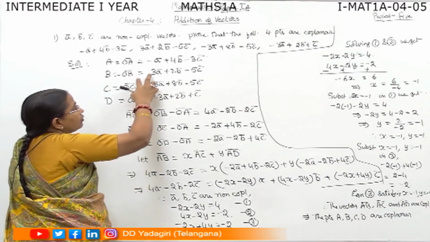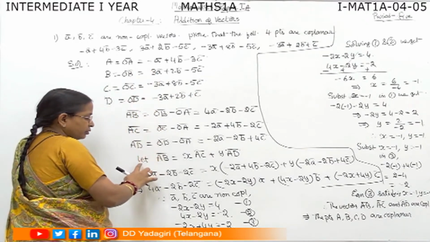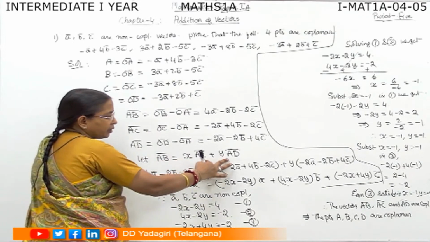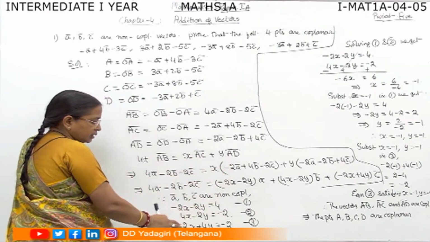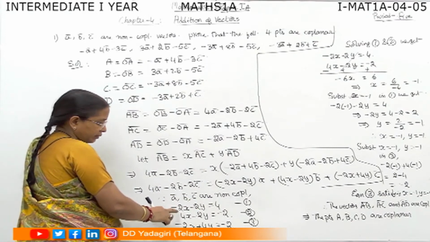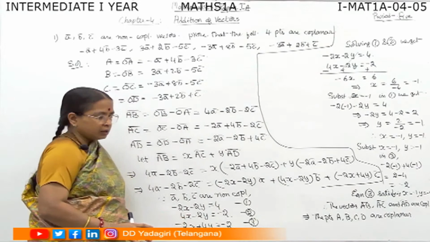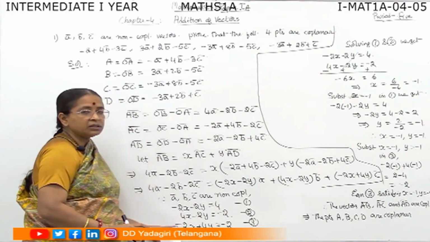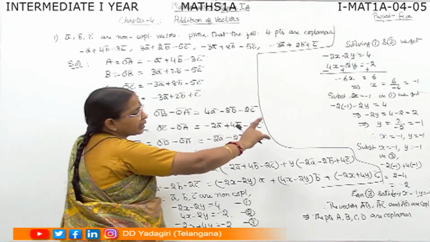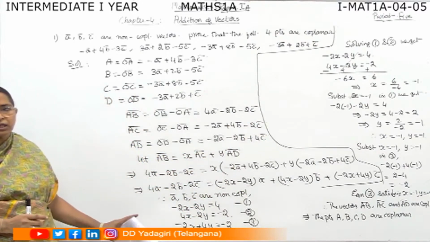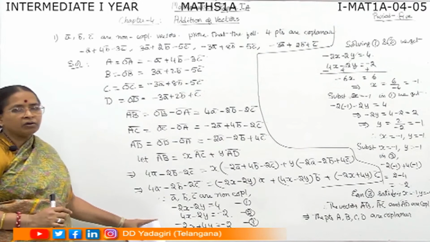We'll find out. You are given 4 points, convert them to 3 vectors like this, and then take one vector as the linear combination of the other 2 vectors like this. Equate the coefficients of like vectors on both sides. Take any 2 equations, don't take all the 3. Take any 2 equations, solve them completely, find x, y, substitute in the third equation. If the third equation is satisfied, then they are coplanar.